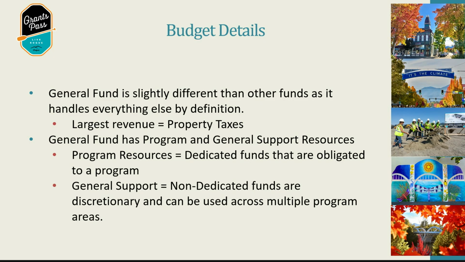The general fund has program and general support resources. Program resources are those dedicated funds I'm talking about that are going directly to a department. And then we have what we call general support. General support is our non-dedicated funds and our discretionary funds that can be used across multiple program areas. An example of these are franchise fees and state revenue sharing, dollars that just get put into the entirety of the general fund, and then programs share those dollars and resources.